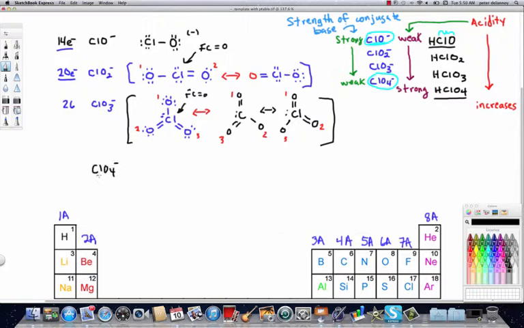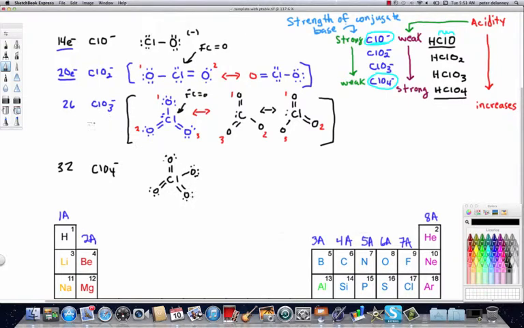All right, now the last one is ClO4 minus, and our total electron count here is 32. All right, and when we go through and we draw the structure for this one, it's going to look like this. All right, and we're going to have our 3 unshared pairs on this one. Get these guys in there.